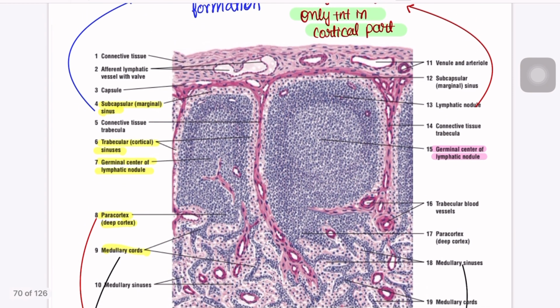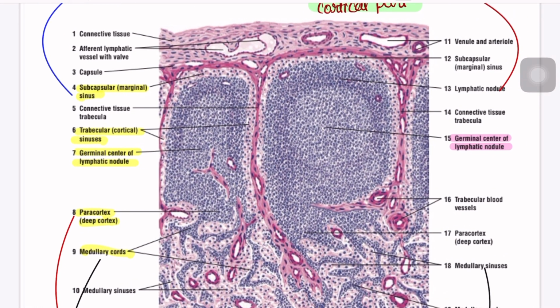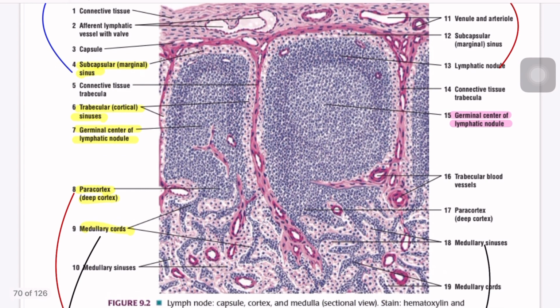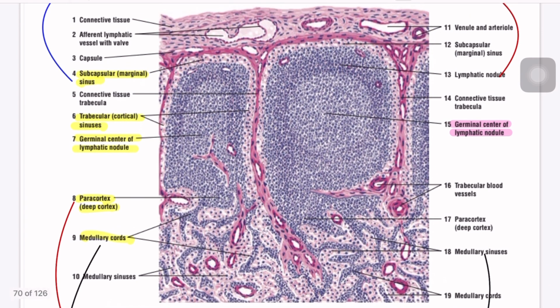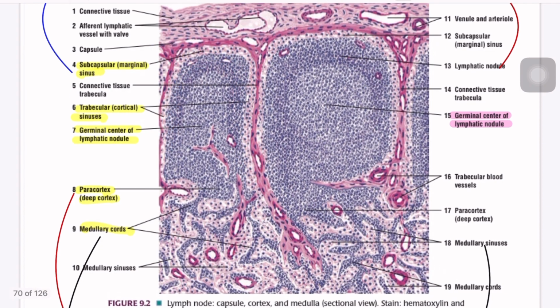The lymphatic nodule contains B lymphocytes, whereas the structure which you see here, which is the paracortex, which is nothing but deep cortex, contains T lymphocytes. The space that you see here below the capsule is known as subcapsular sinus, which contains reticular formation.